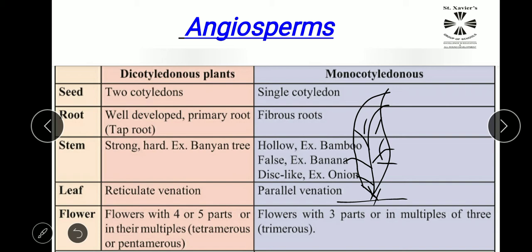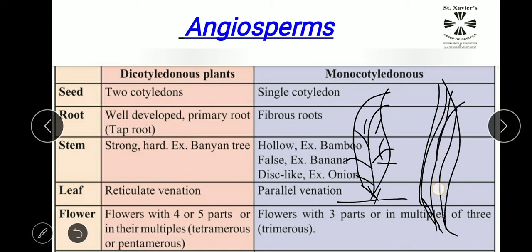But in the case of monocotyledonous plants, you will find the venation is parallel, students. Venation is parallel. It is not reticulate. I'll take one more example of a monocotyledonous plant leaf. I'll draw one more. Suppose this is the leaf. Then here it will be only parallel, students. You will get parallel venation here. So here you will get only parallel venation. In the case of a dicotyledonous plant, you will get reticulate venation, students.